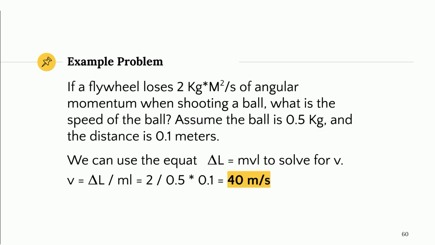So here we have to use the equation. The change in angular momentum equals mass times velocity times L, and we have to solve for V. So we change that formula around, we get V equals the change in angular momentum divided by mass times the length. So if we take the values we got earlier in the question, we get 2, which is the change in angular momentum, divided by the mass, which is 0.5 kilograms, times the length, which is 0.1 meters, to get that the ball will now be moving 40 meters per second.